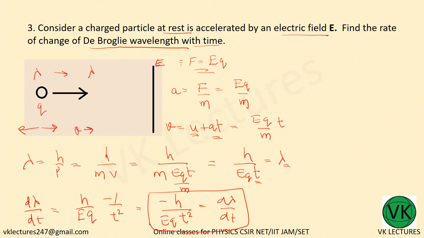Now the question is whether it is moving away from the electric field, away or towards. That means if it is a positive or negative charge, what will be the change? There is no change. The ratio of d lambda by dt towards the positive side and the negative side will be the same because the force is the same.